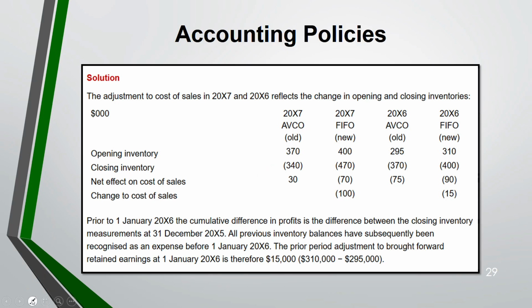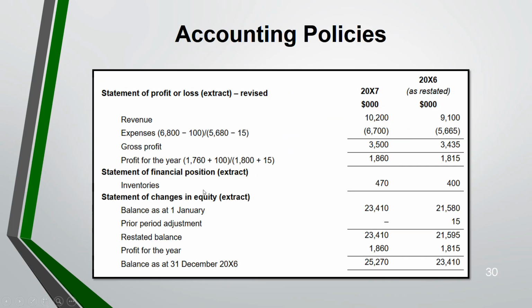Then based on this, we have redrafted our statement of profit and loss where the difference is 115. Under expenses we deduct, under profit we have added it, and closing inventory for 2007 and 2006 we have written under the statement of financial position as 470 and 400. And then in your statement of changes in equity we have taken the new profit figure, and there's a prior period adjustment of 15 in 2006, and in 2007 the difference of 30. Based on the different valuation we have added it and got the closing balance.